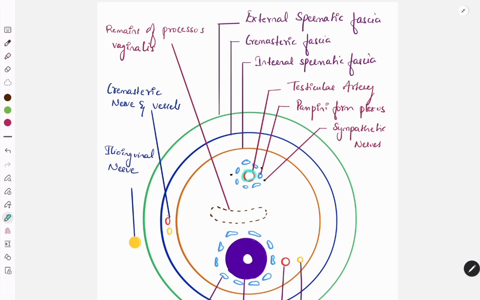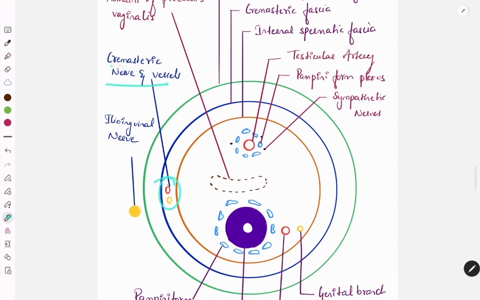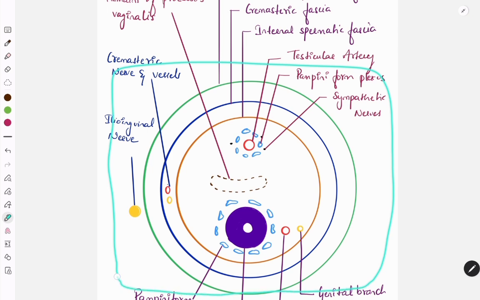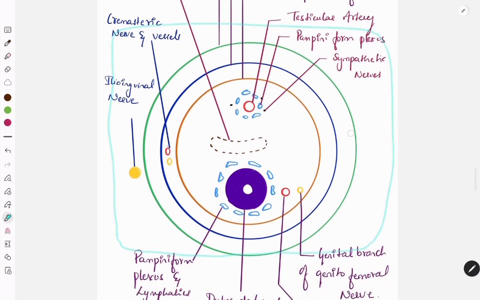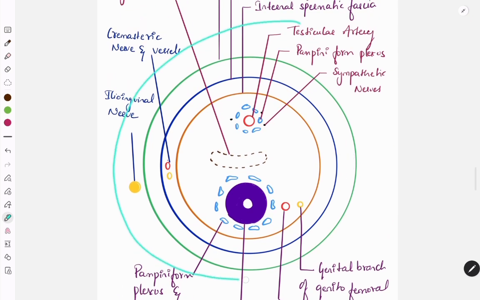So there has to be another artery. This is nothing but your testicular artery. Surrounding that again we have pampiniform plexus of veins and some sympathetic nerves. Here we have the cremasteric arteries and the nerves. Ilioinguinal nerve, see, it is lying outside your spermatic cord, not inside the spermatic cord. So these two together, ilioinguinal nerve and your whole spermatic cord, form the contents of your inguinal canal. If I enclose them in one more circle like this, we get the contents of the inguinal canal.